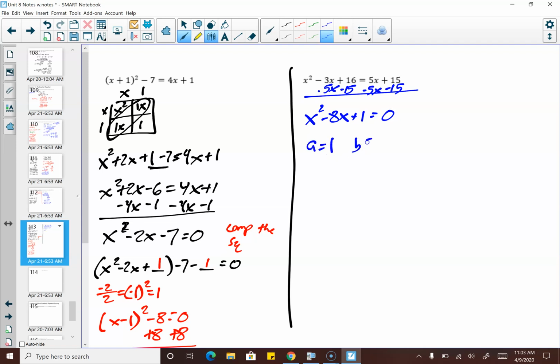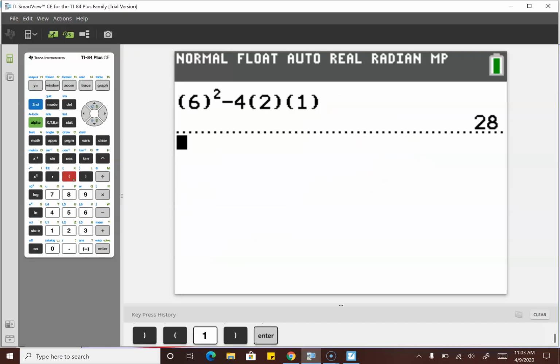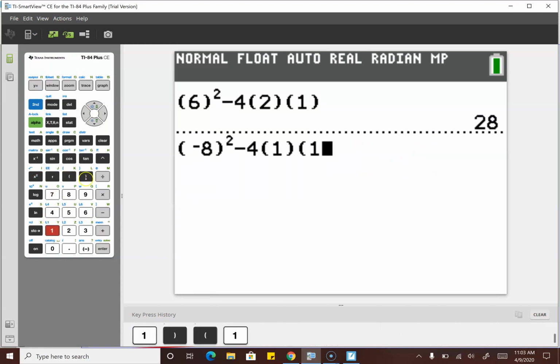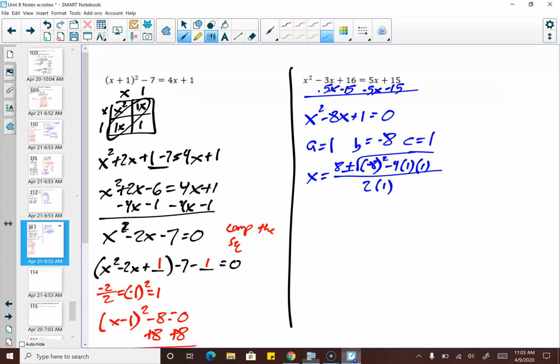Because I just did completing the square, I'm going to do the quadratic formula here. So x equals negative b, so a positive 8 plus or minus big square root negative 8 squared minus 4 times 1 all over 2 times 1. So calculator, negative 8 squared minus 4 times 1, 60. So x equals 8 plus or minus square root 60 over 2. 2 times 1 is 2.